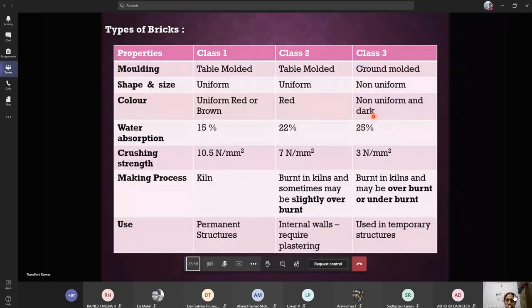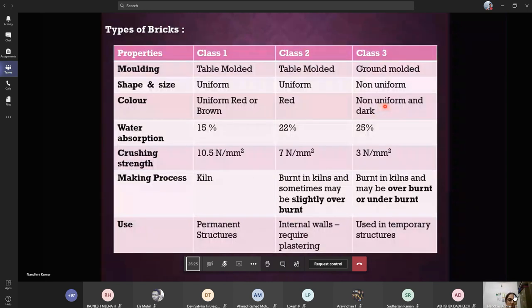Till the wood is burning, the internal atmosphere will be getting heated. There you will see this non-uniform color formation of the bricks. Where the temperature is more, the brick will be darker in color. When the temperature is less, the color will be lighter. Uniformity in temperature will not be followed in the case of class 3.